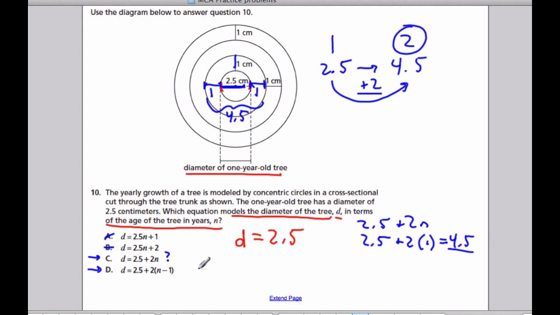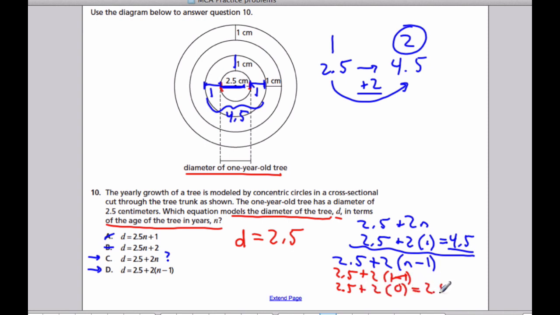Let's try this one, the part D. 2.5 plus 2 times the number of years minus 1. Well, if I try the first year, we get 2.5 plus 2 times the first year minus 1, which is 0. And 2.5 plus 2 times 0 is just 2.5. That actually holds true. After 1 year, it's 2.5 centimeters because that's what they told us right here.